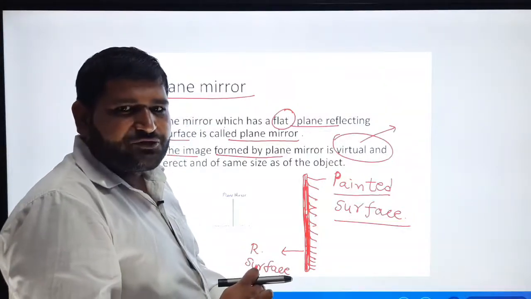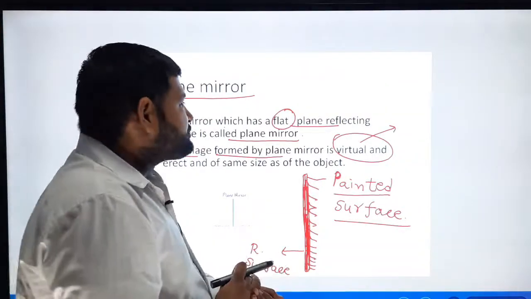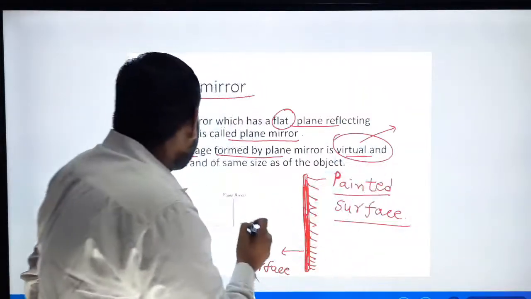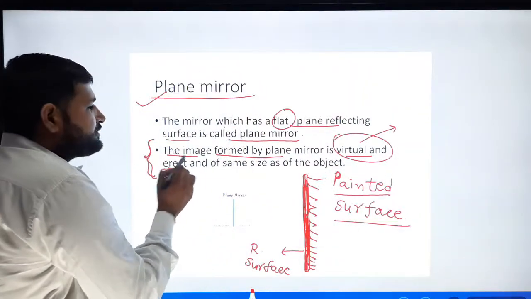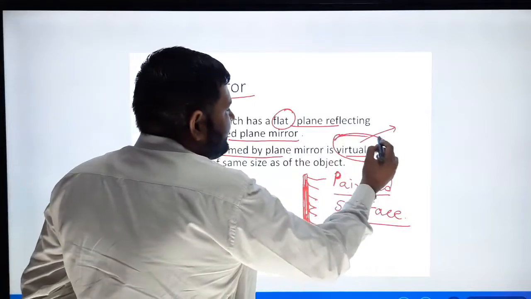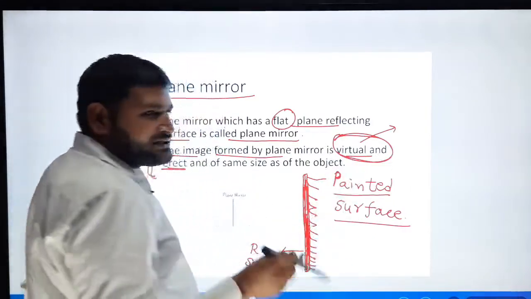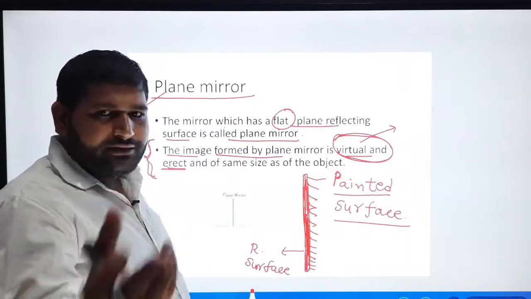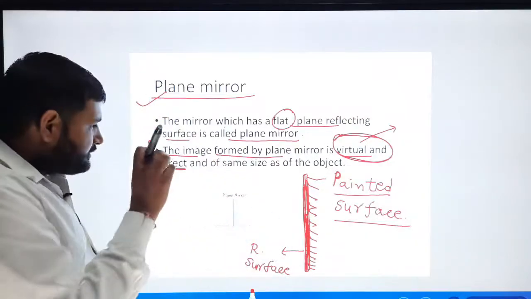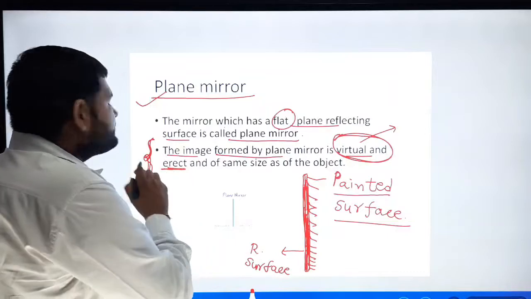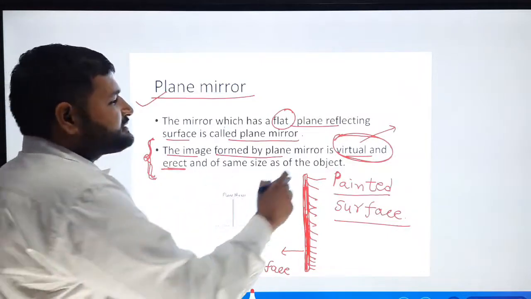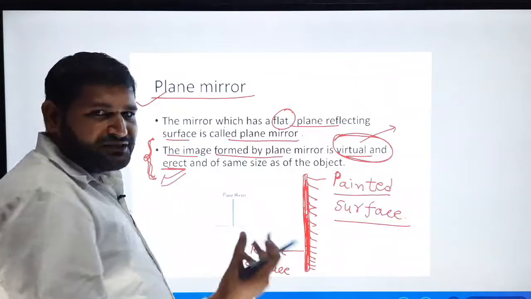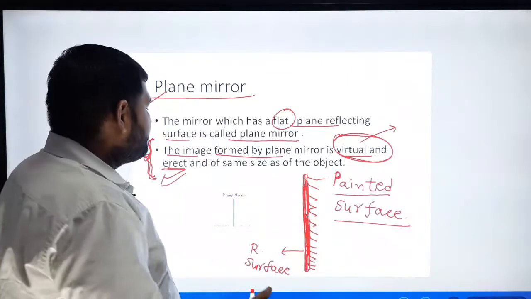What is the nature of the image formed by the plane mirror? The nature of the image which is formed by the plane mirror is virtual and erect. This virtual and real image is the classification of images into two categories. One is virtual and the other one is real image, which we will study in the upcoming videos. For this time you have to remember that the plane mirror constructs a virtual and erect image of the object which is placed before the mirror.